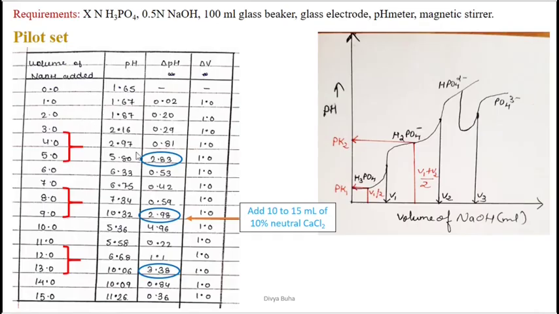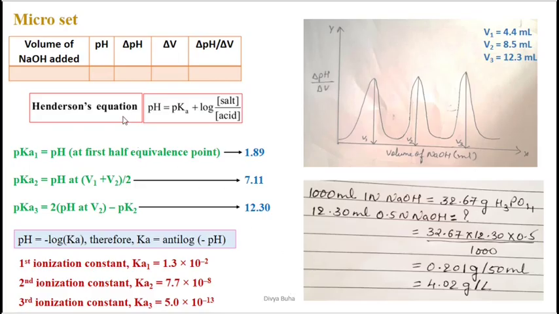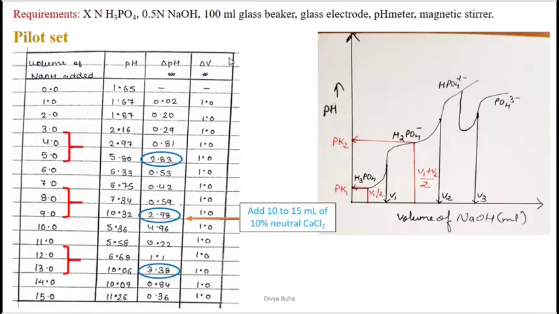So first jump is at 5 ml, second jump is at 9 ml, and third jump is at 13 ml. For the micro set you have to take the micro readings from 4 to 5 ml, then from 8 to 9 ml, and then from 12 to 13 ml, right? For the micro set I have not put the readings here, but you have to first write down the volume of the NaOH being added, then pH, delta V, then delta pH upon delta V. You have to find out all of these values.